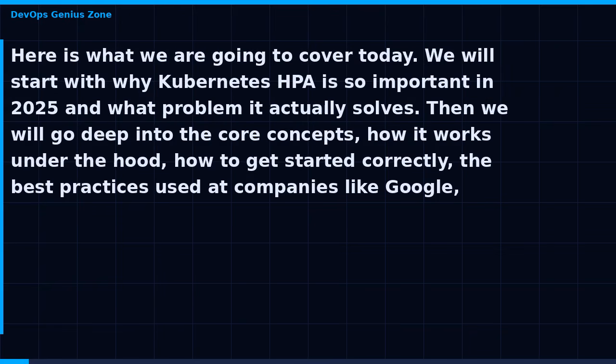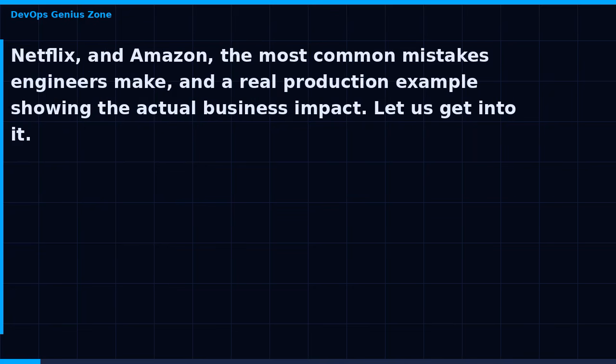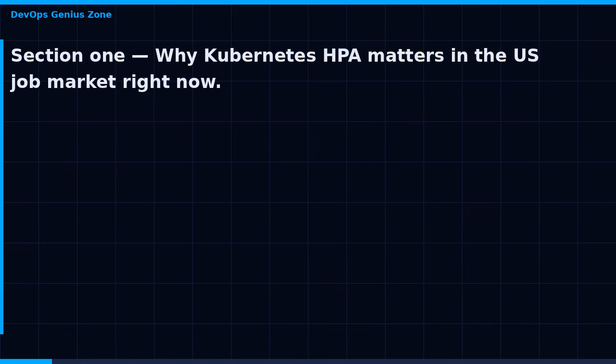Here is what we are going to cover today. We will start with why Kubernetes HPA is so important in 2025 and what problem it actually solves. Then we will go deep into the core concepts, how it works under the hood, how to get started correctly, the best practices used at companies like Google, Netflix, and Amazon, the most common mistakes engineers make, and a real production example showing the actual business impact. Let us get into it.